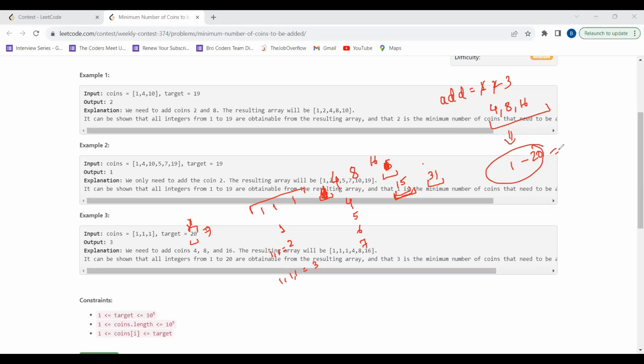First let me ask Tanmay, did you do it with any other approach? No, you went with this approach only, right?